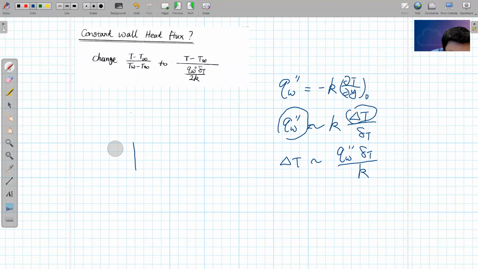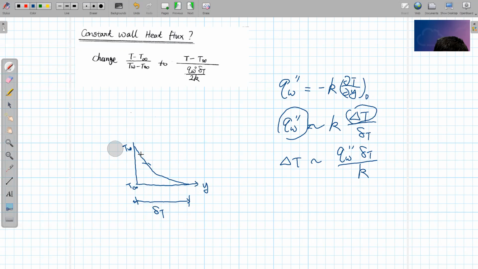So this is a wall. This is the y direction. And if the temperature field is maybe something like this, and if you want to represent the delta T, so this is T of wall, this is T of infinity here. You want to introduce the delta T, and this distance here, from here to here, this is delta T, right?